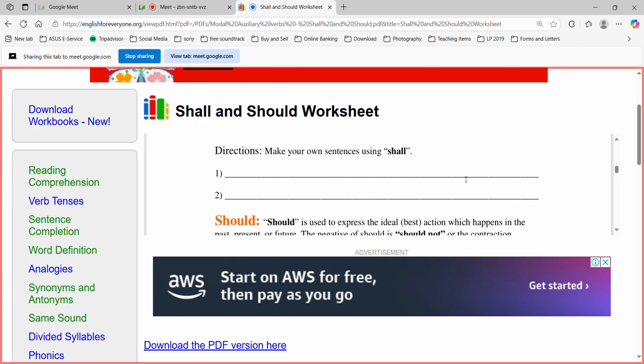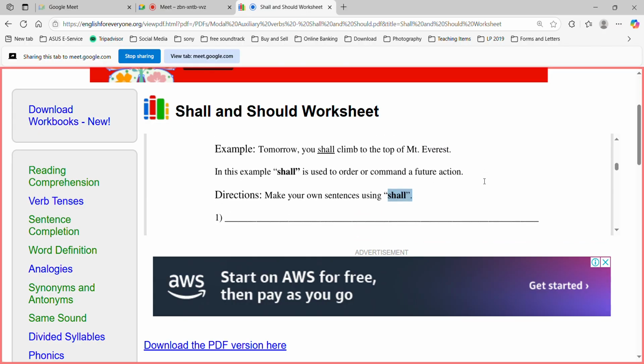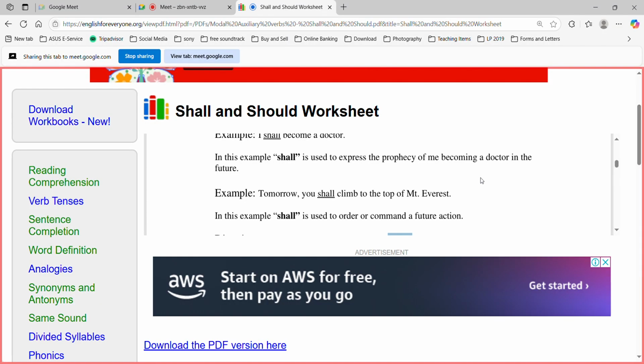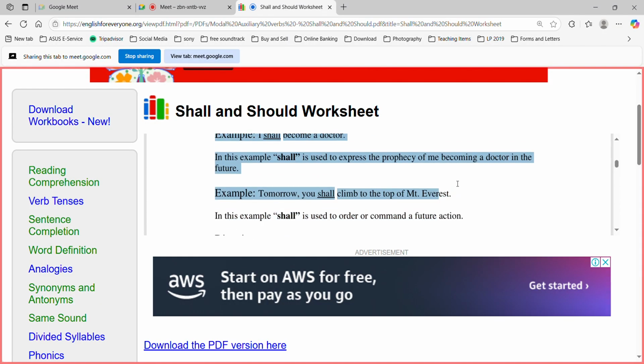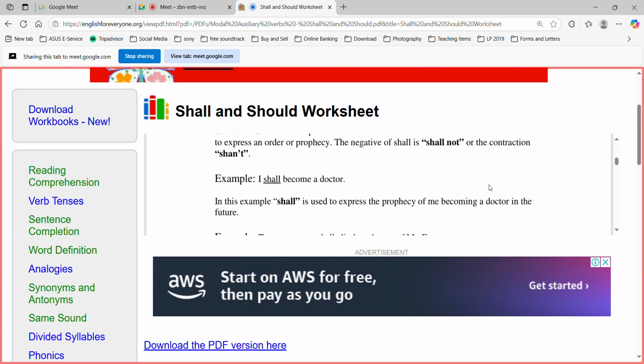Okay, please make your own sentences using shall. Two sentences. You can always refer to these examples for your reference. Okay, so you should start now.